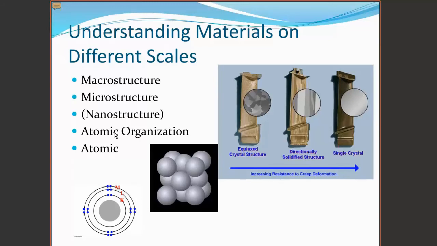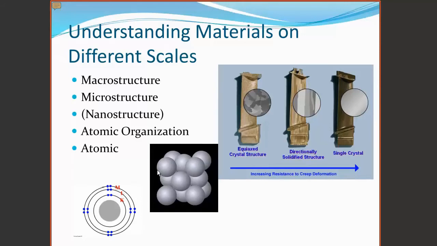So the next level of detail we can go down to is the atomic organization. This would be on the scale of nanometers. Here we are on the scale of atomic organization. We are looking at how the individual atoms are positioned.